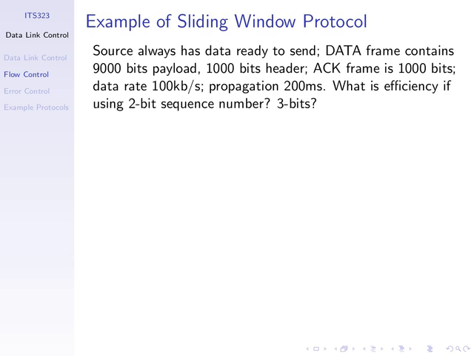I'll not draw the entire diagram here, but I'll show the frames being exchanged. And with a sequence number with 4 different values, the maximum window size, what do we call it? W or W max, the maximum size will be set to 3.